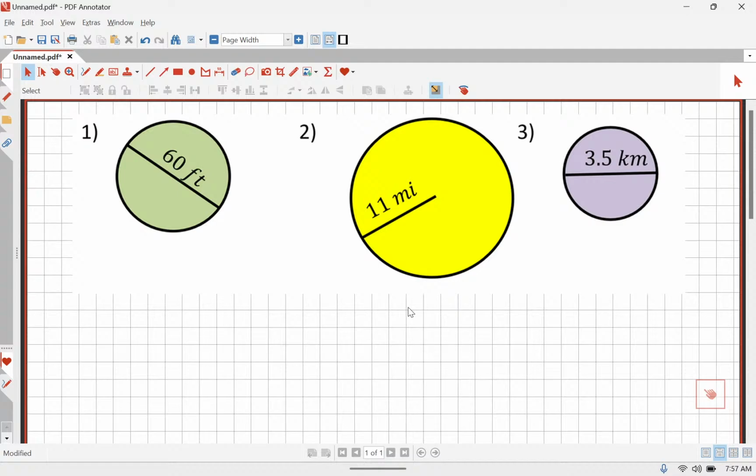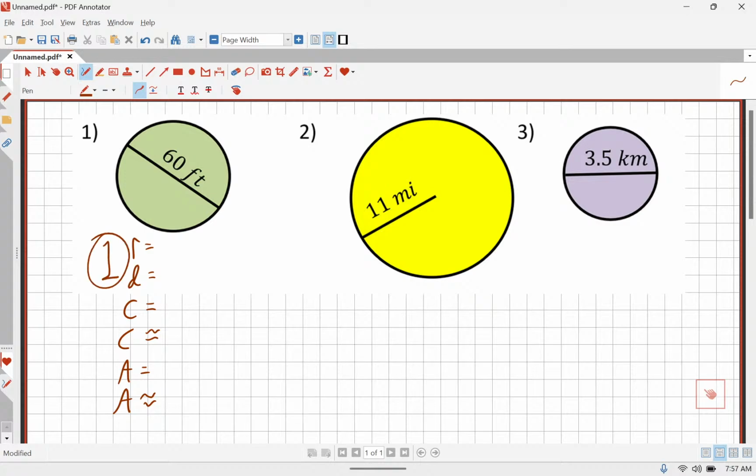This one is completely different. I forget exactly how many, but it is like 4 or 5 questions that are level 1 through 3. And they all look like this. R equals, D equals, C approximately equals, A equals, A approximately equals. These are your level 1s. These are your level 2s. These are your level 3s. And so that's what's going to determine how you do on this skill check.